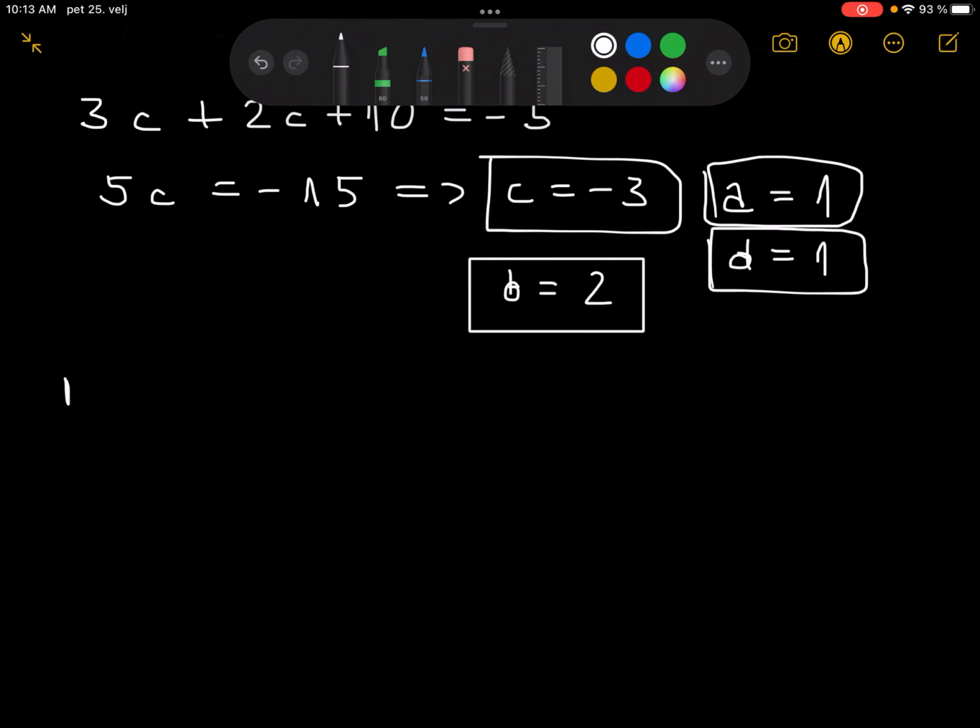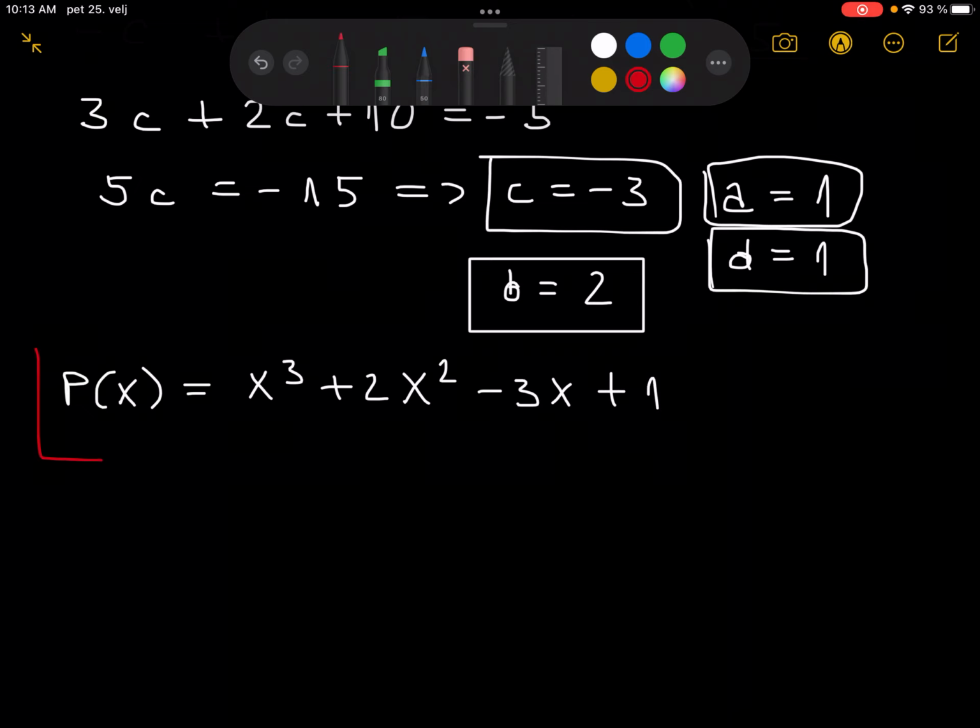So that means that the third degree polynomial must be a times x cubed, which is just x cubed, plus b times x squared, so x cubed plus 2x squared, plus c times x, that's minus 3x, and plus d, which is just 1. So this is our final solution to this problem.